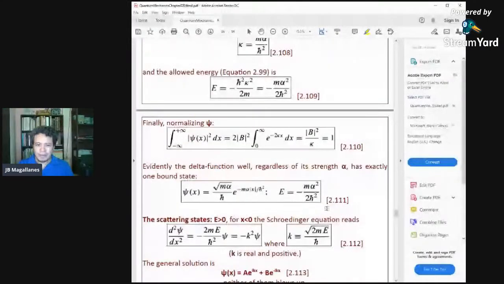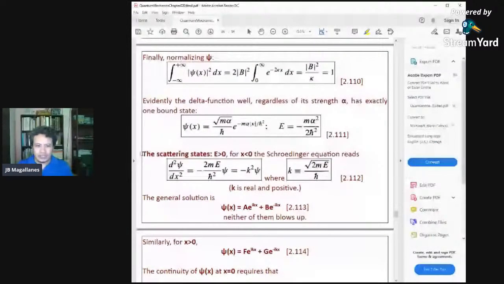So anyway, now let's go to the scattering states, E greater than 0, for x greater than 0 or less than 0. So we have this solution, this one. Now we have this solution here. We have this solution for this equation because we now have a negative here.